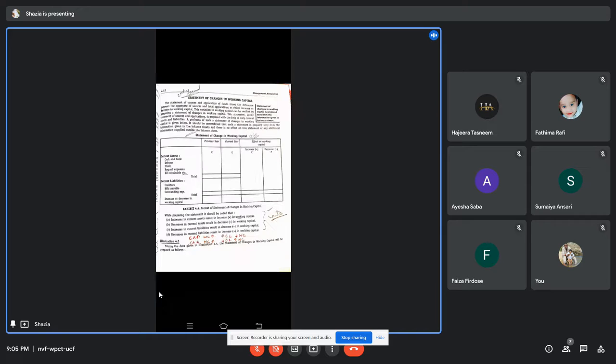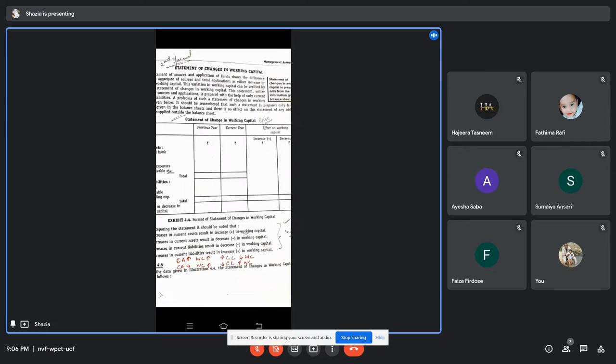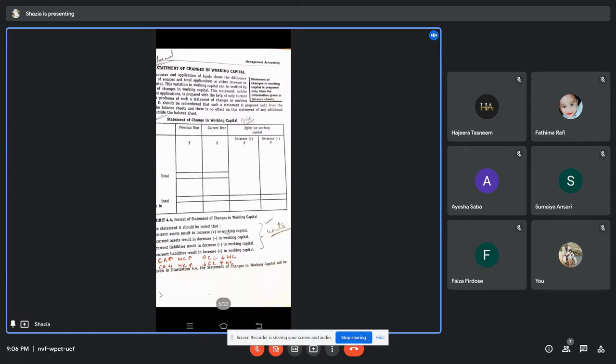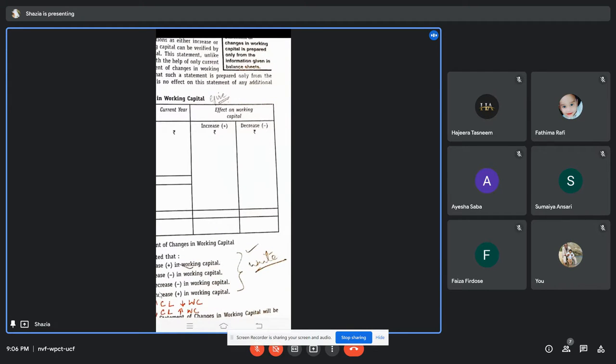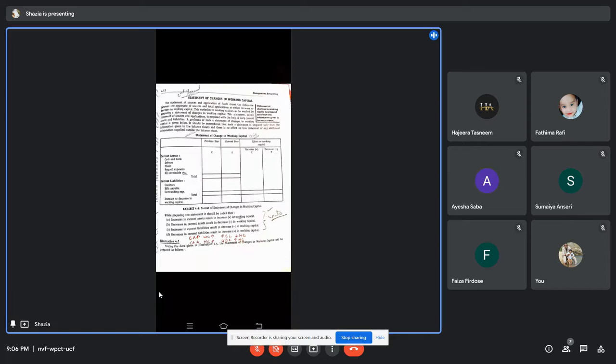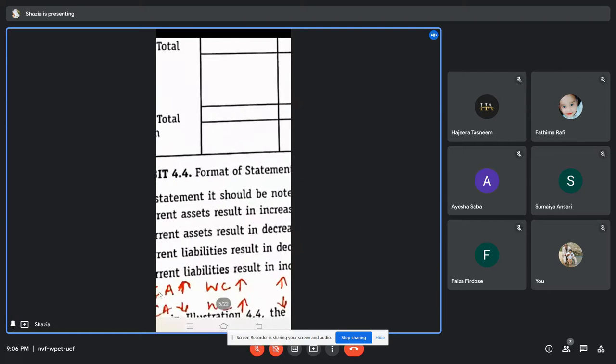So this is a very important format here. Write down the statement of changes in the working capital. Start with previous year, current year, and after that four columns. Previous year, current year. Then the effects on working capital: increases plus and decreases minus. Those signs you have to write. And here you get current assets.